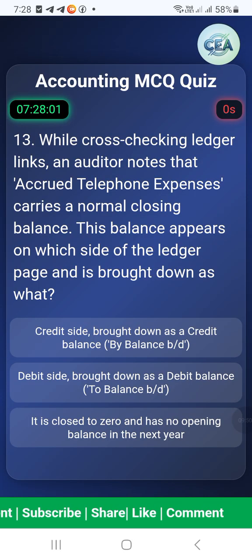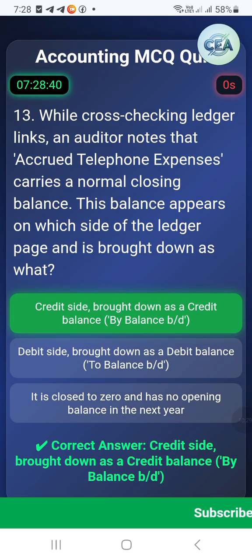13. While cross-checking ledger links, an auditor notes that accrued telephone expenses carries a normal closing balance. This balance appears on which side of the ledger page and is brought down as what? Option 1. Credit side, brought down as a credit balance by balance BD. Option 2. Debit side, brought down as a debit balance to balance BD. Option 3. It is closed to zero and has no opening balance in the next year. Correct answer is credit side, brought down as a credit balance by balance BD.